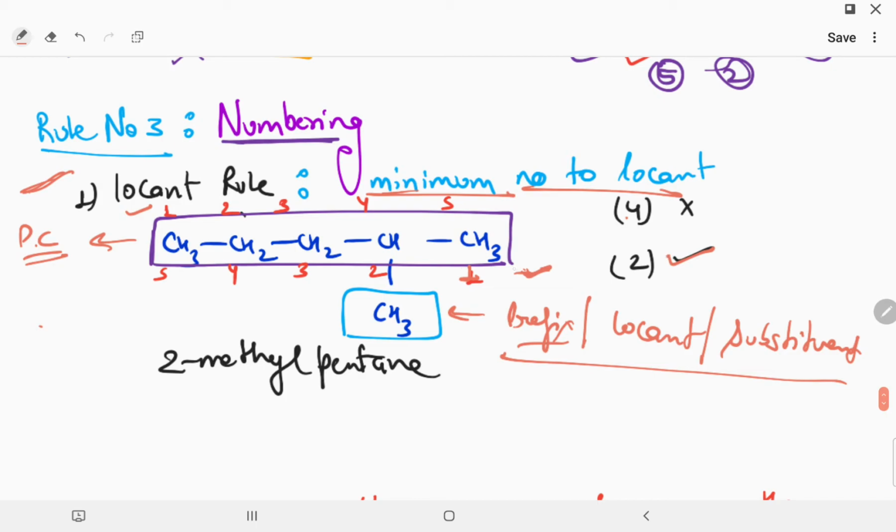So we select this chain. We cannot select this numbering. This numbering is correct and this one is wrong, where the locant is at the 4th position. So the name comes out as 2-methyl pentane.